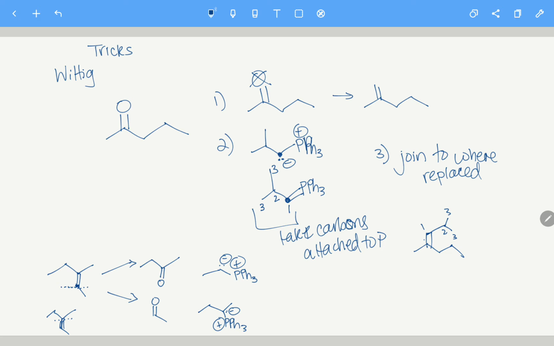Okay, so when I did that, I'm just going to do the top one again. I'm going to snip this apart, separate them from each other, add the oxygen back onto the double bond, and then on one of those carbons attach your triphenylphosphine group and make that carbon a negative charge.